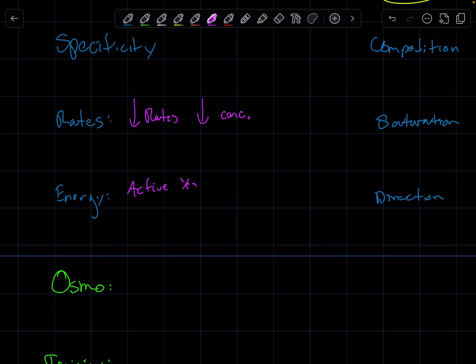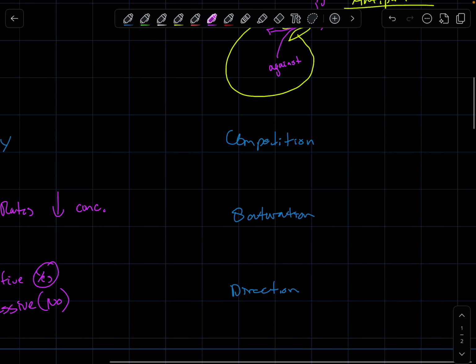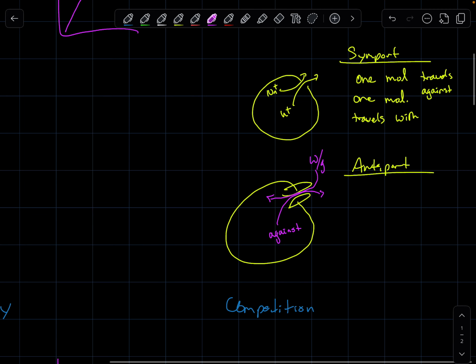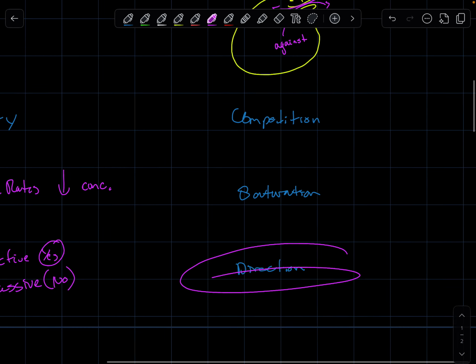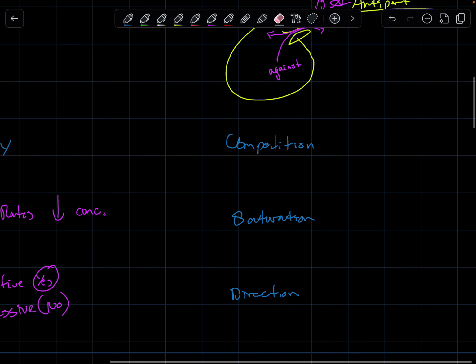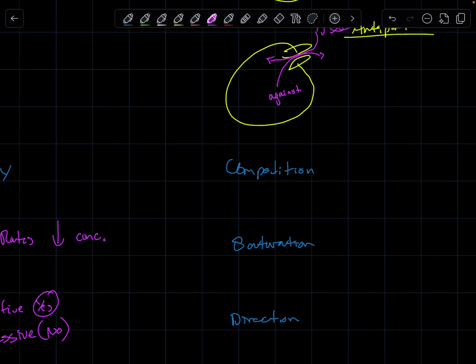Now we know that active uses energy, yes. Passive does not. Okay, competition, saturation. We already passed over direction, because that was our two examples of symport and antiport. And with passive as well, it goes from a high to a low concentration.